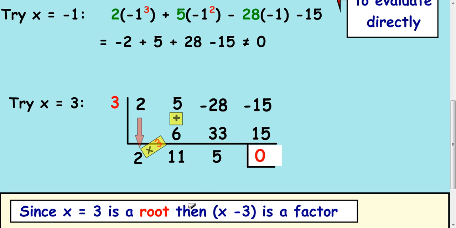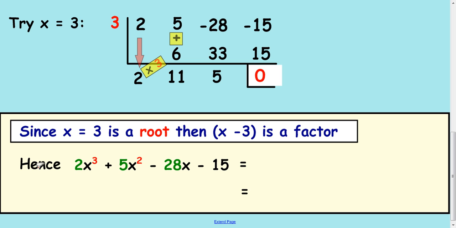So since x equals 3 is a root, that means that x minus 3 is a factor, so we've got our factor there. We can then say that this factorises to x minus 3, and we can get the other bracket, its multiplier, by looking at the bottom here. That's your number, that's your coefficient of x, and that's your coefficient of x squared. So it's 2x squared plus 11x plus 5 coming from this bottom part of the synthetic division table.